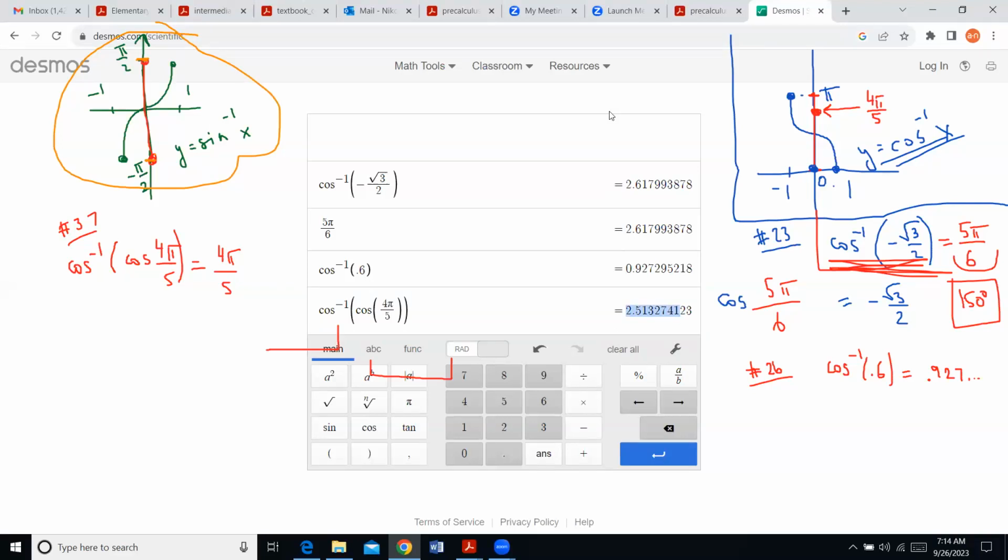Because actually 4 pi over 5, the angle of it, if you want to graph it real quick, then if you take pi over 5, this is going to be like dividing into 5 pieces, right?